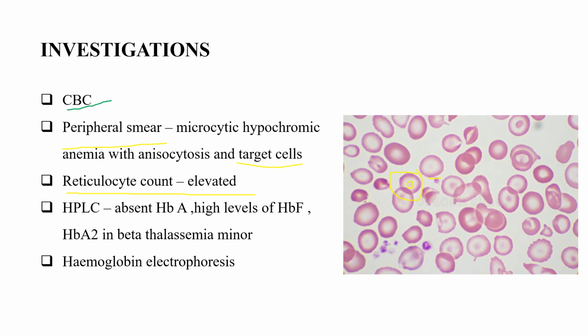And we can confirm the diagnosis with the help of HPLC, high performance liquid chromatography, and hemoglobin electrophoresis, where the HbA will be absent because of defective beta chain synthesis, and instead there will be high levels of HbF if it is a beta thalassemia major, and there will be high levels of HbA2 if it is a beta thalassemia minor.